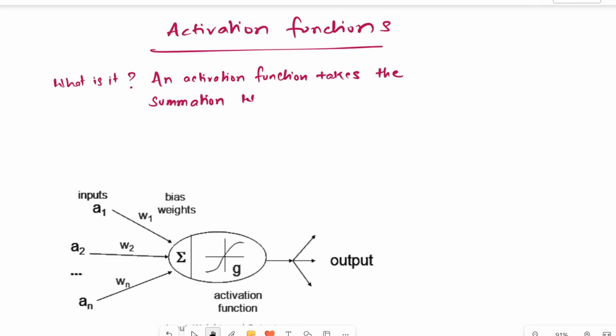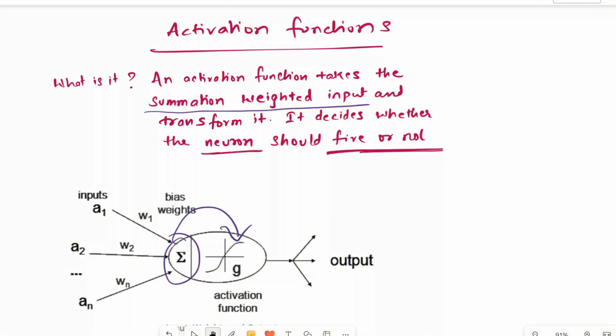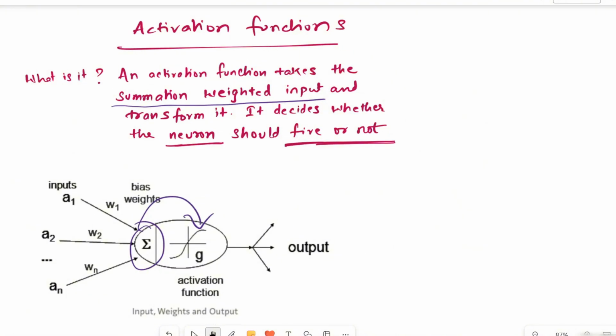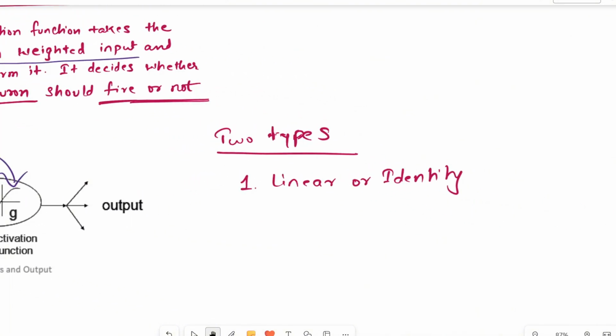An activation function is a very important feature of a neural network because activation functions make neural networks capable of learning complex things by helping neurons decide when to activate and when not to. There are generally two types of activation function. First one is linear or identity activation function. Second is nonlinear activation function.